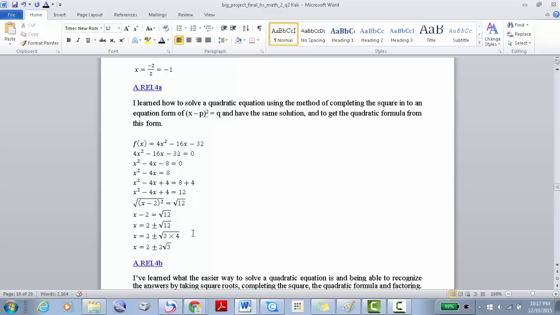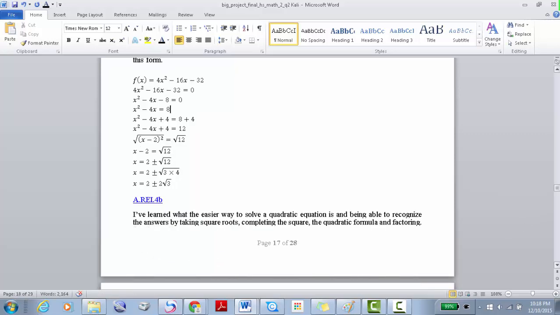4 has a square root, but 3 doesn't. So we leave 3 in the square root, but we take 4 out as 2. So the final result will be x equals 2 plus minus 2 square root of 3.